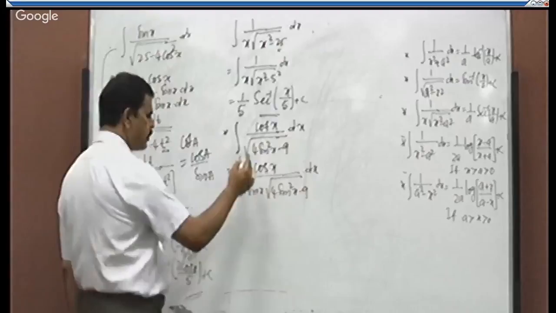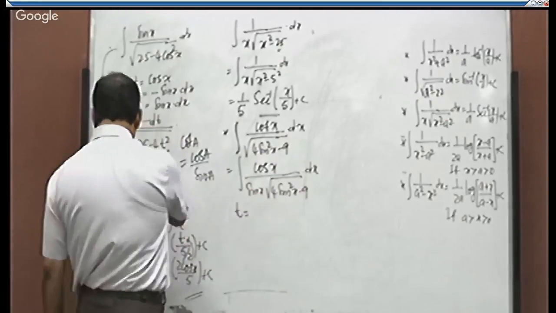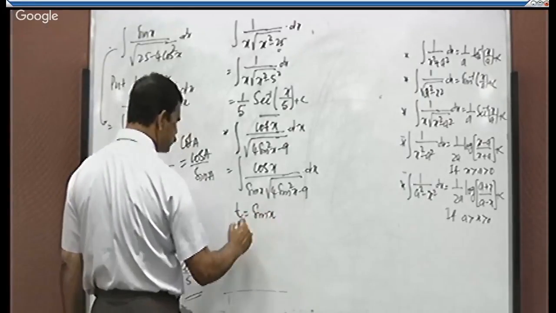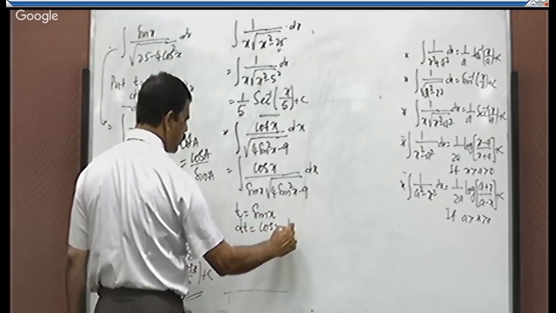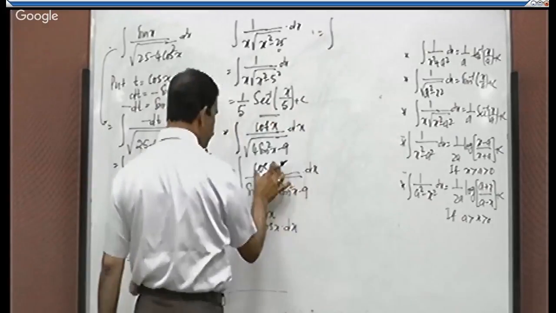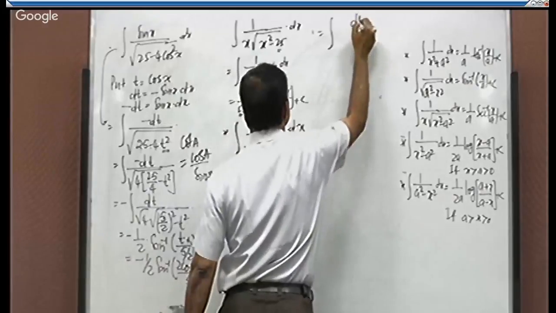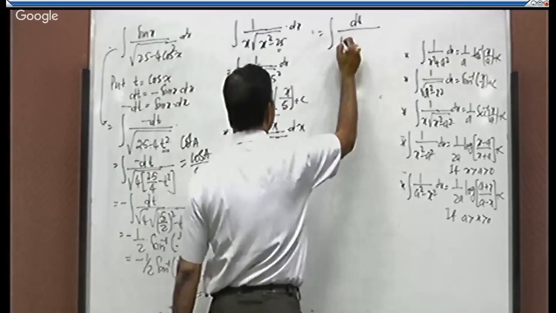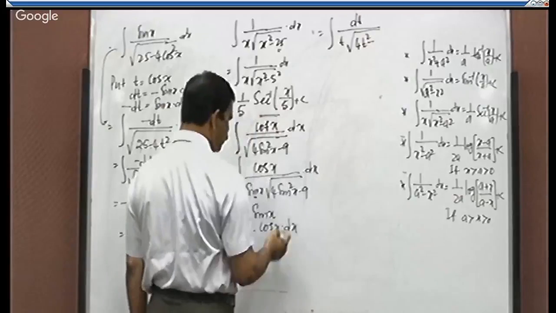So the problem is in sine and cos. Then I can go for the substitution method. t is equal to sine x. Differentiate this: cos x into dx is dt. If I substitute here, it becomes dt divided by t into root of 4 t square minus 9.